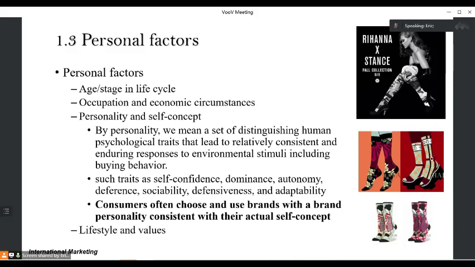And this is important in marketing because when you want to buy something, you will choose the product which has the same personality, or maybe your personality is consistent with the brand. You will choose them. Instinctively, you choose them.